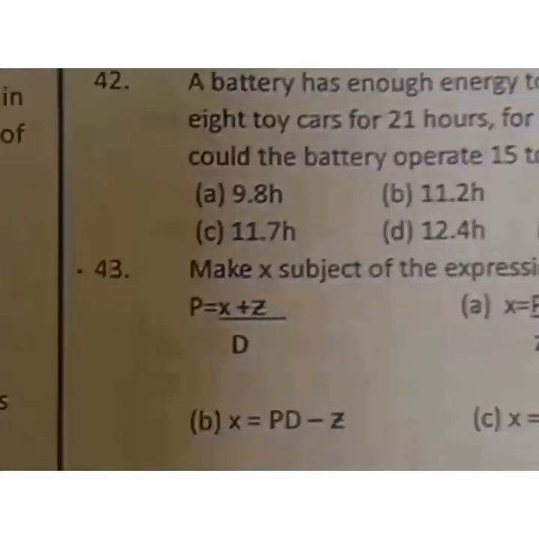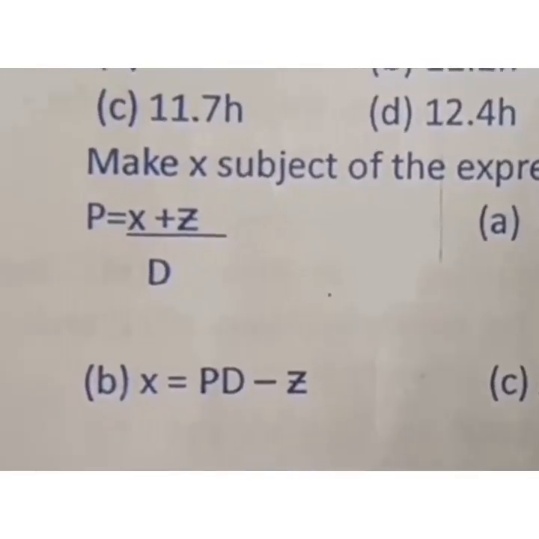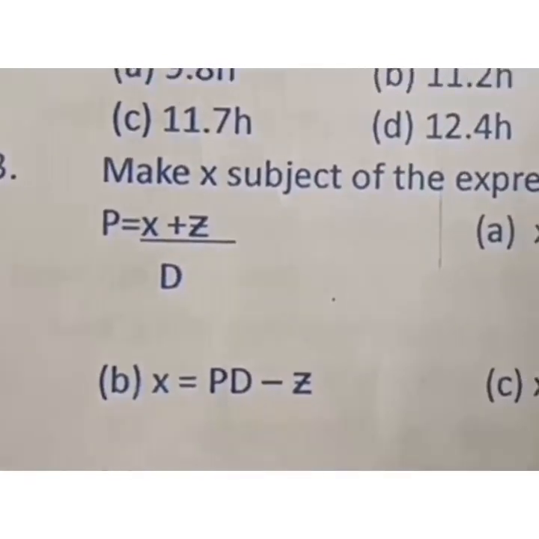Now if you check your options, you see that the answer to that question is B, because X is equal to PD minus Z, and that is what we have. PD minus Z. So this is where we stop for this particular video.